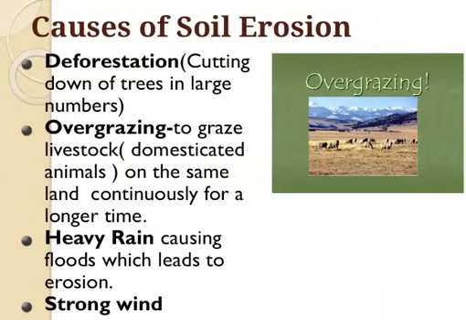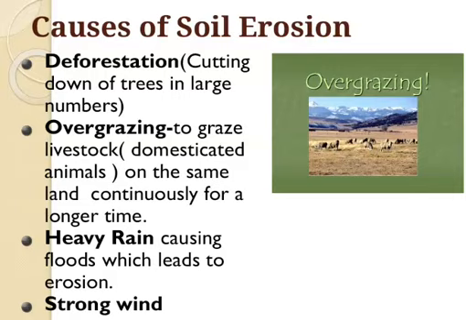Next, let's understand what the causes of soil erosion are. First one is deforestation, that is cutting down of trees in large numbers for making industries and other human purposes. Next is overgrazing. Overgrazing means to graze the livestock, that is domesticated animals like buffalo, cow, sheep, on the same land continuously for a longer time.